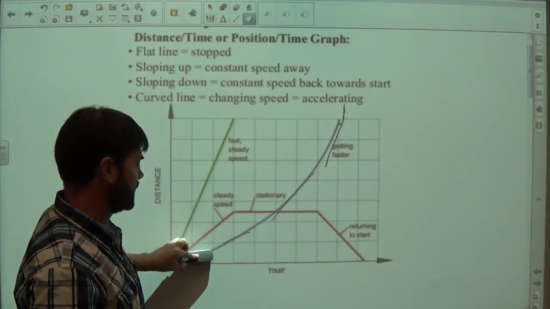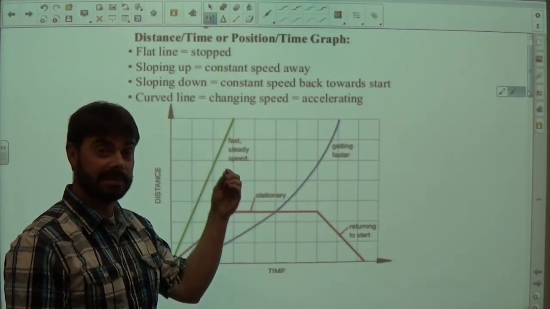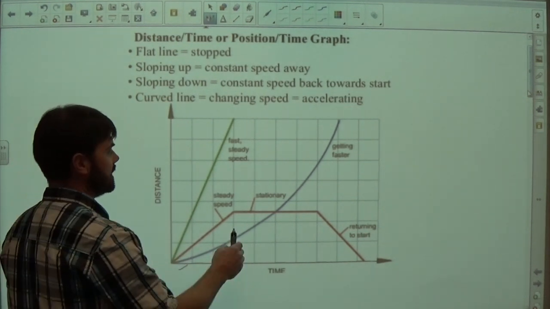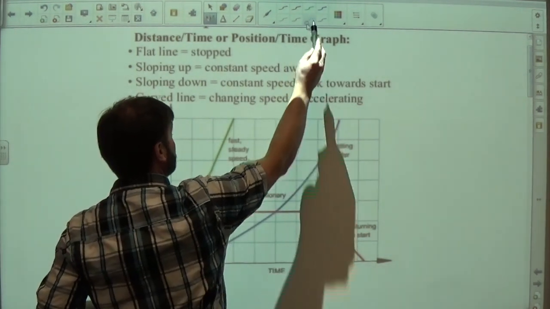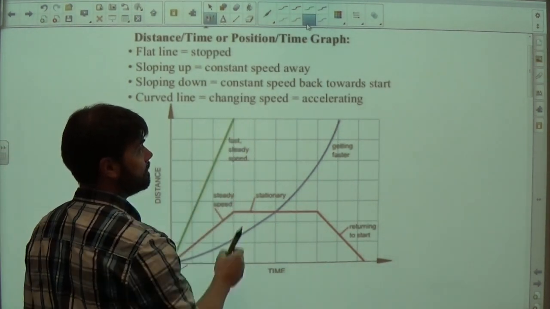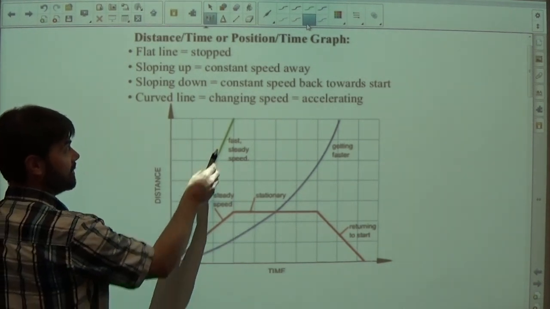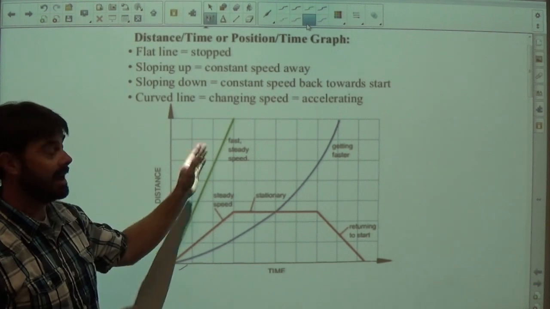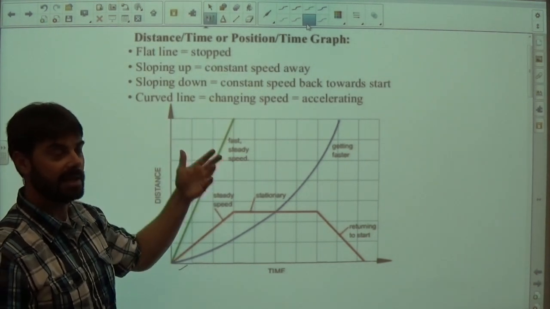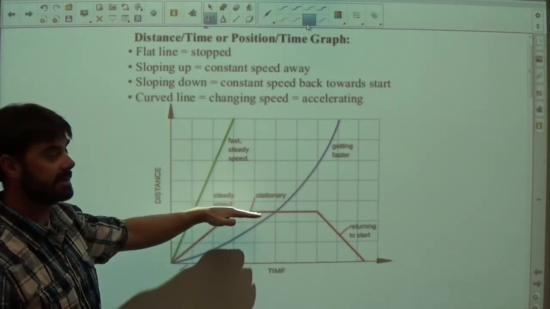Now, if you wanted to see what a graph looked like for an object that was slowing down, a deceleration, it's also going to be a curved line, but it's just going to be curving the other way. So I'll pick the green line here, for example. This object travels at a constant speed, and let's just assume that it slows down and comes to a stop. So we know stationary is horizontal, no change in distance, no slope.